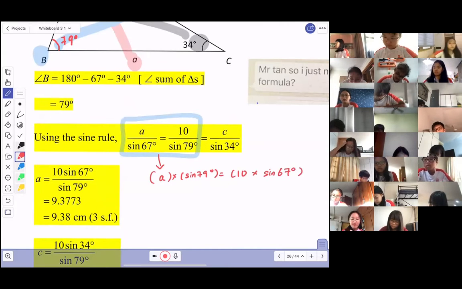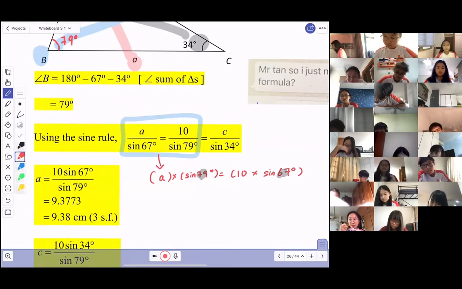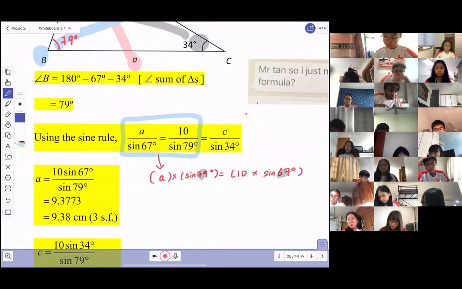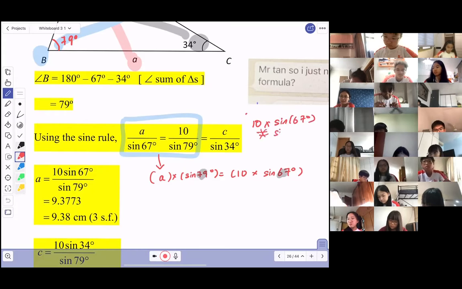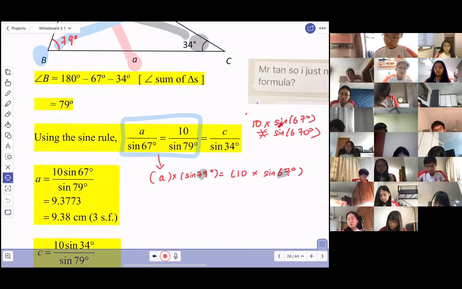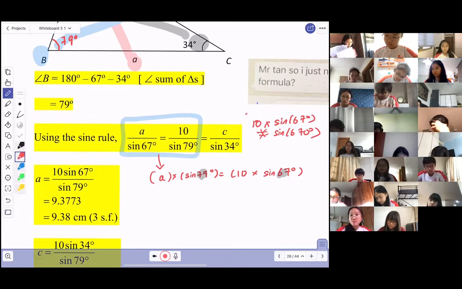Remember, with trigo functions, you don't multiply the number in. 10 times sine 67 degrees is not equal to sine of 670. Trigo functions are very protective. They are not common factors, they are not multiples. I think of them like pregnant mothers: the 10 cannot go inside the baby. I've seen kids make this kind of mistake before, so please do not do this.